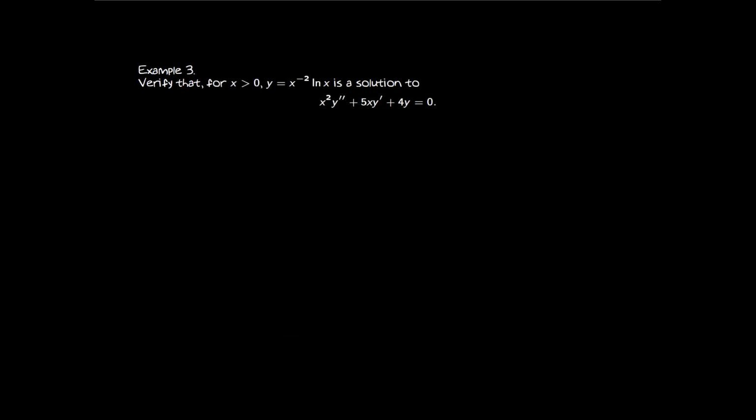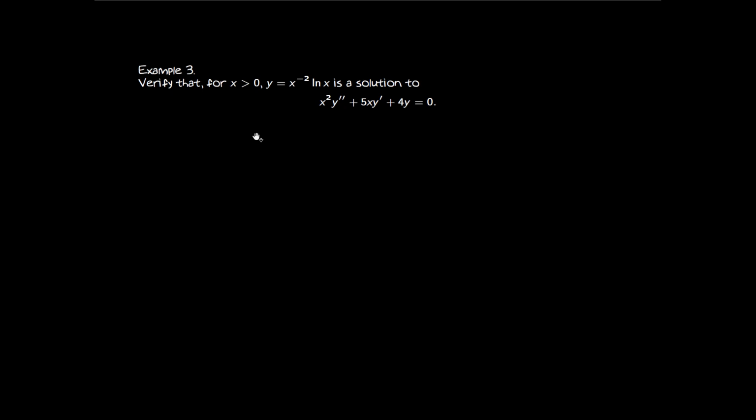Example 3. The equation is x squared y double prime plus 5x y prime plus 4y is equal to 0. And the proposed solution is y is equal to x to the negative second power times natural log of x. And we understand the domain for the y is going to be x is greater than 0.